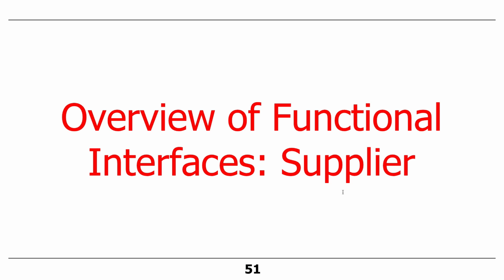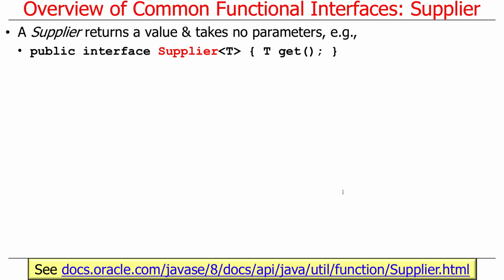I think we do have time for one more of these things. We'll do supplier. A supplier is an interface that returns a value but takes no parameters. So you can think of a supplier as something that is a producer. It's producing something. And the single method it has is called get, and it returns something of type T.